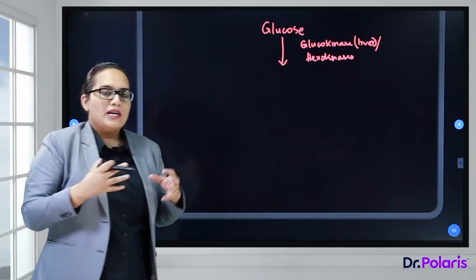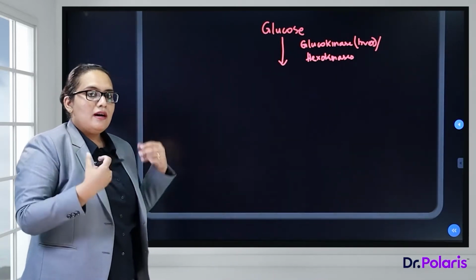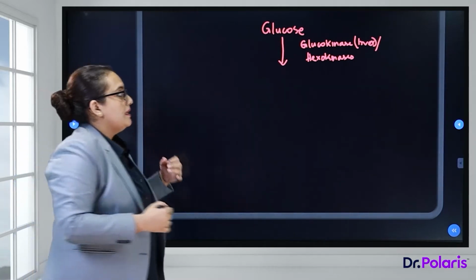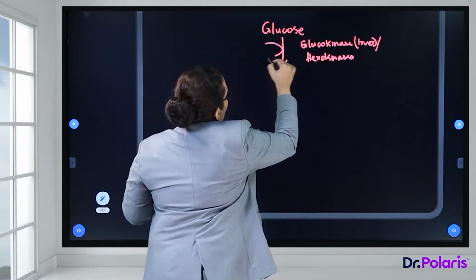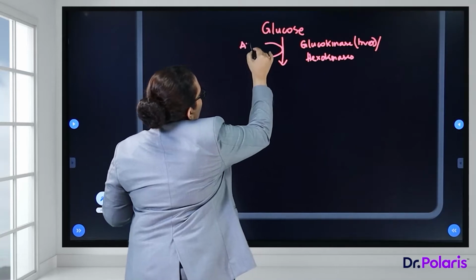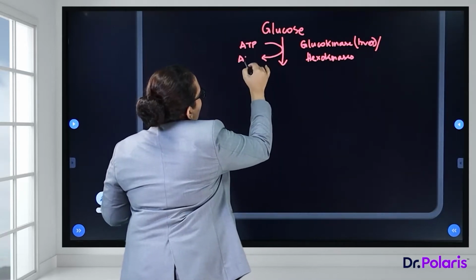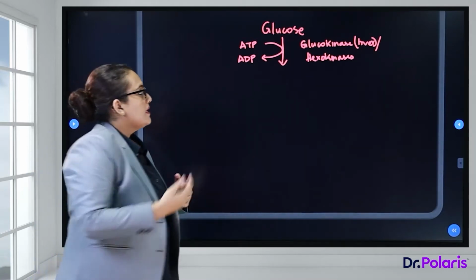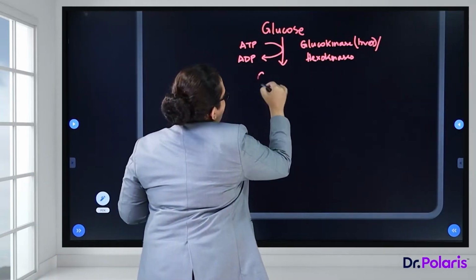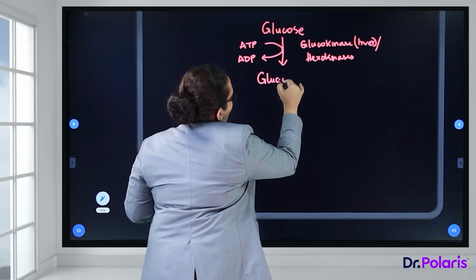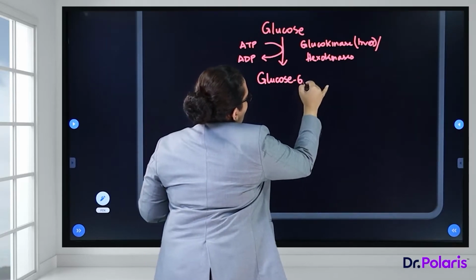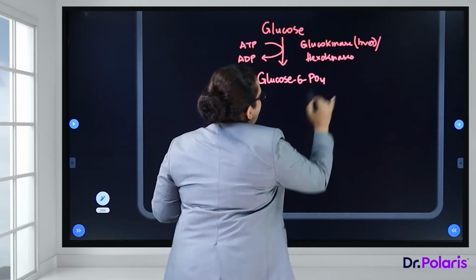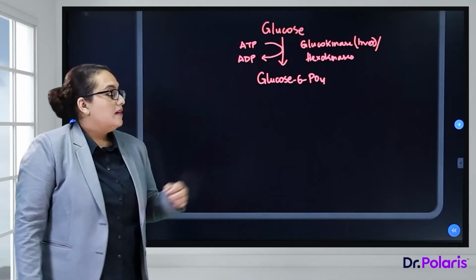Kinases are known to transfer a phosphate group to the substrate, which is glucose here, and the donor of the phosphate group is ATP. So the phosphate from ATP is transferred to glucose, and the phosphate gets attached to the 6th carbon atom of glucose, leading to the formation of glucose 6-phosphate. Now, this is the first step.